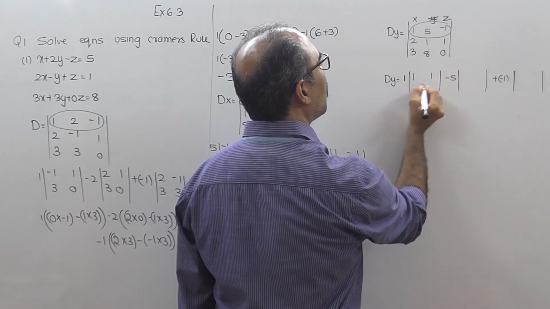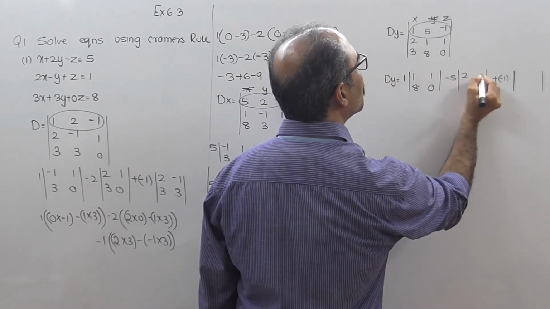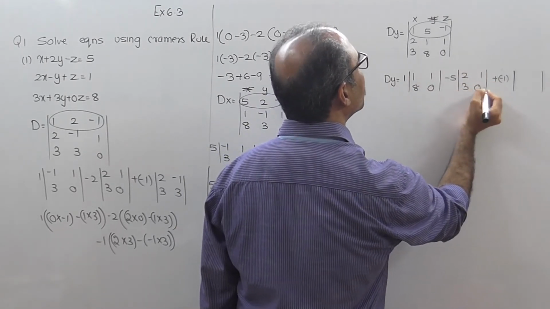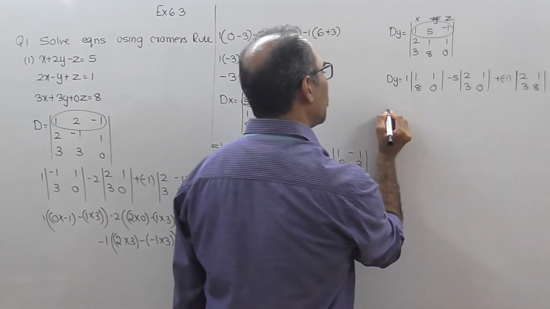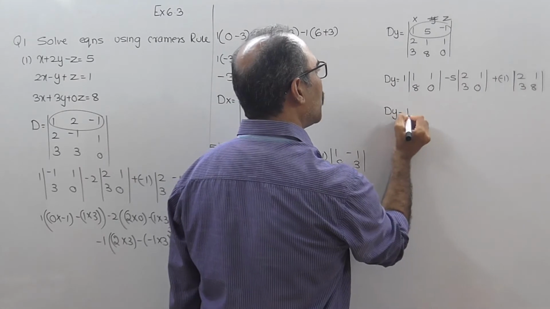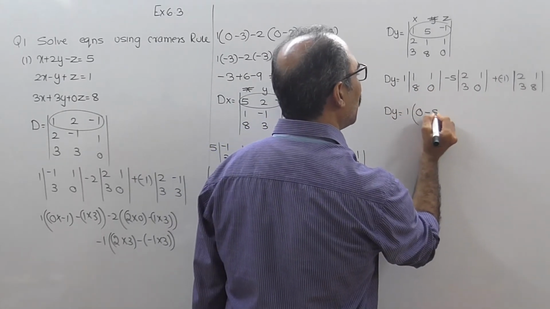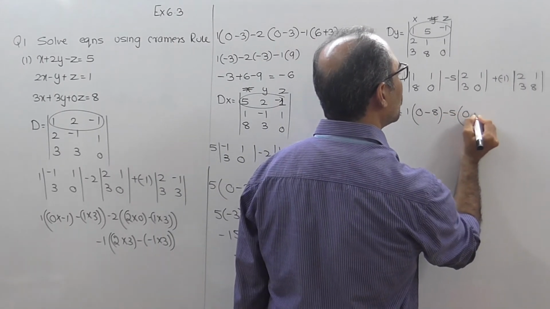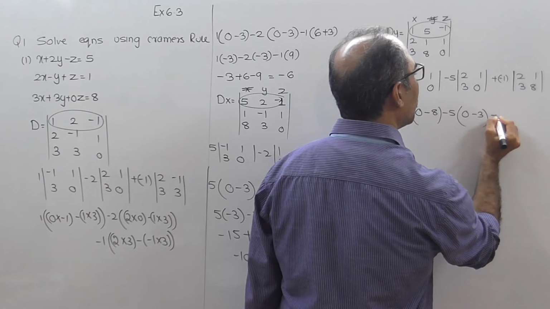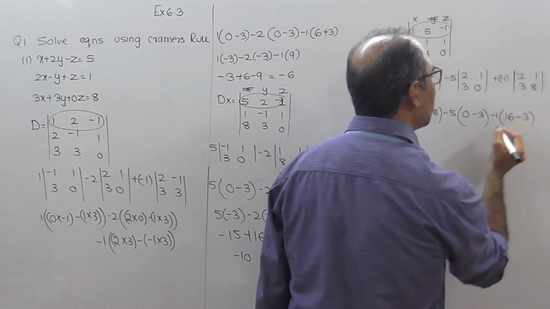So the circle, I think this is 1, 1, 8, 0. 5 means I think it is 2, 1, 3, 0. And this will be 2, 1 and 3, 8. So I get dy equal to 1. 1 into 0 is 0. Minus 8 into 1 is 8. Minus 5. 2 into 0 is 0. 1 into 3 is 3. Minus 1. 8 into 2 is 16. Minus 3 into 1 is 3.